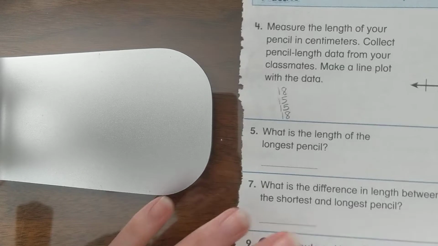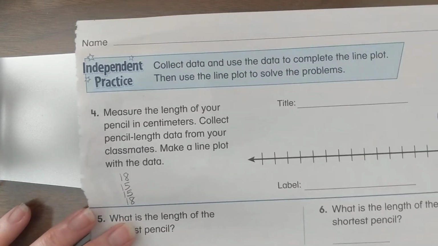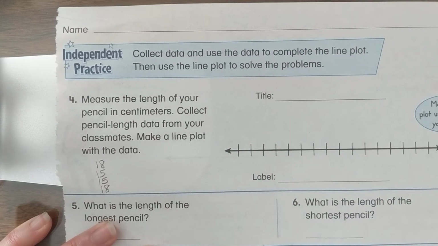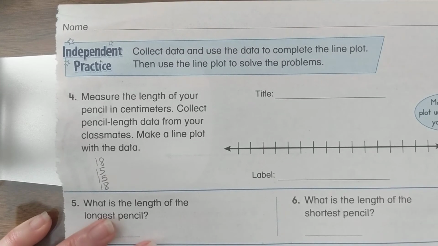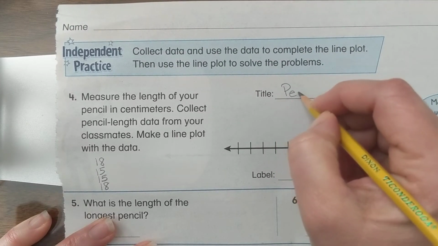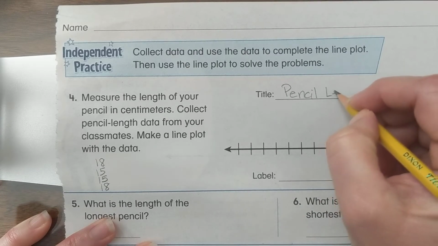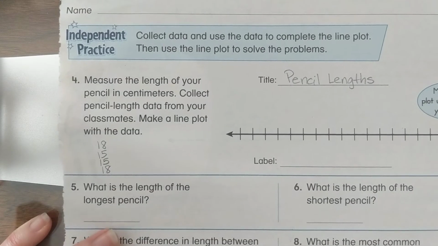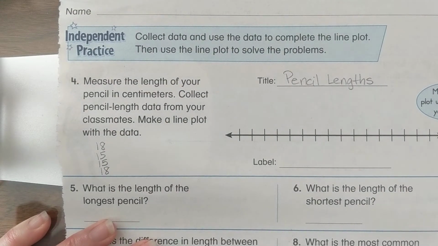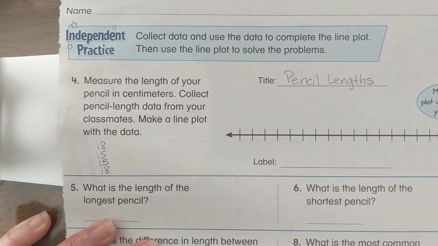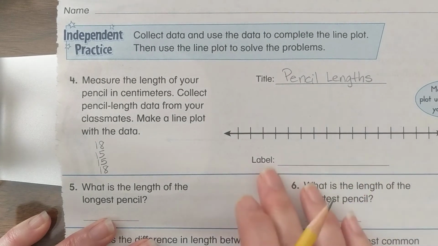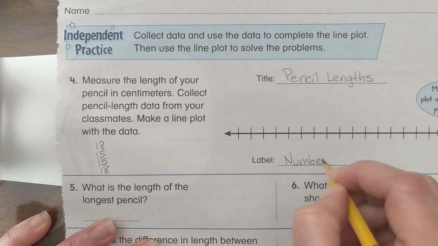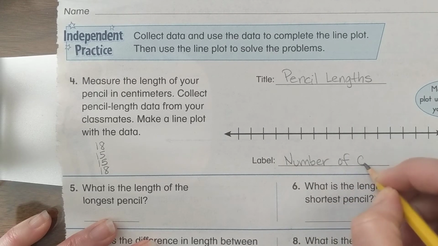Okay, let's go ahead and put these on the line plot. What should our title of this line plot be? What are we measuring here? We are measuring pencil lengths. So we're going to write down pencil lengths. What did we use to measure the pencils? Did we use centimeters or inches? We used centimeters. So down here, we're going to label this as the number of centimeters.